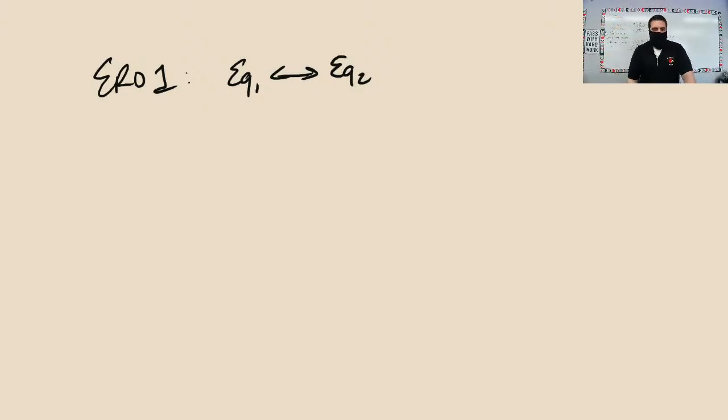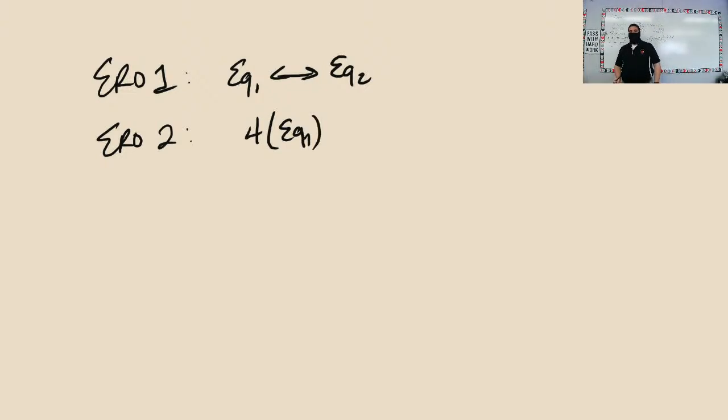Elementary row operation 2: I can multiply one equation by a non-zero constant. For example, I could do 4 times equation 1. You may have noticed I was already using this notation. So that's the second elementary row operation.